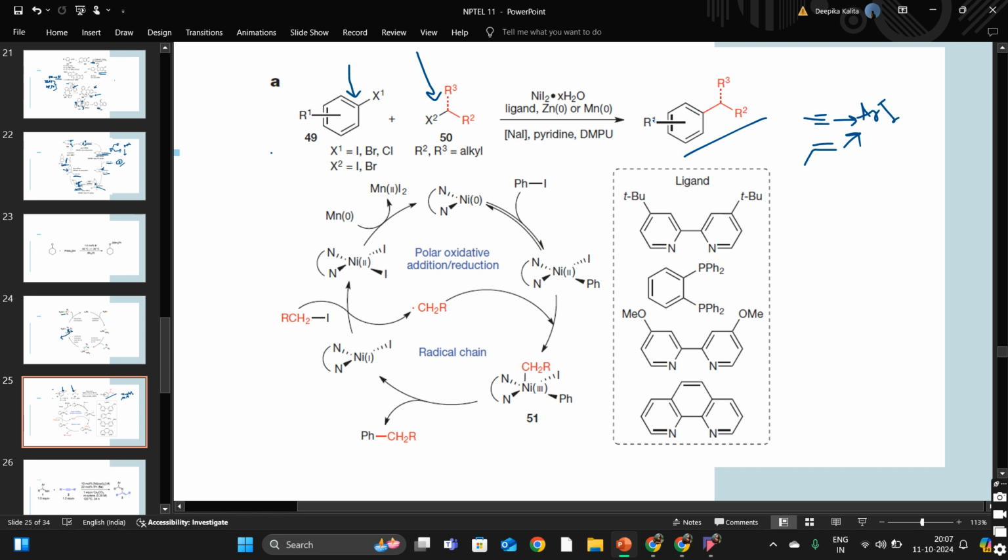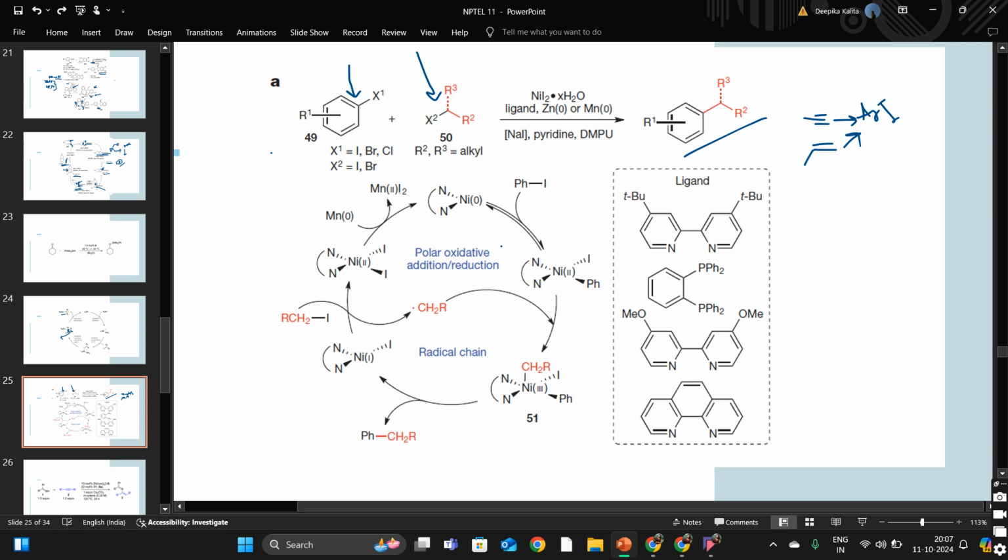Let us see how this reaction mechanism is going to take place. The mechanism is divided into two parts. The first part is known as polar oxidative addition reduction, and the second part is known as radical chain. The first part involves the ionization mechanism, where we get oxidation reduction, and in the second part radical formation happens. So this is how the mechanism has been proposed.